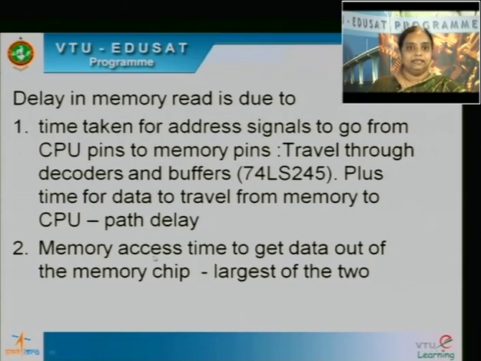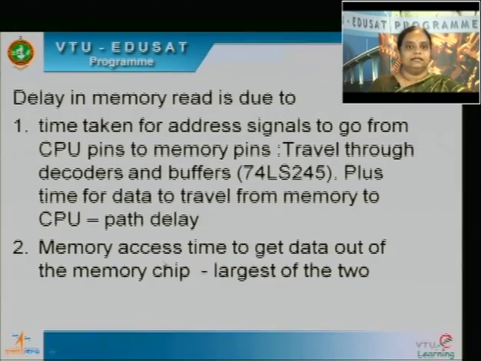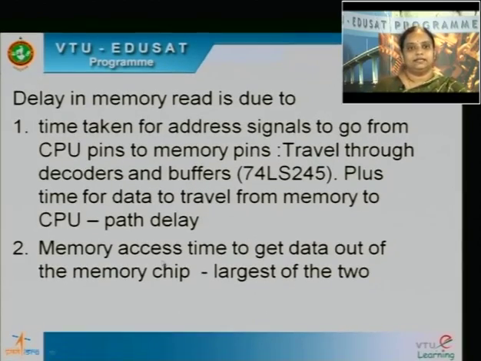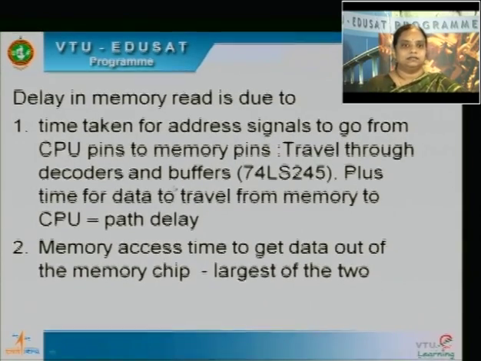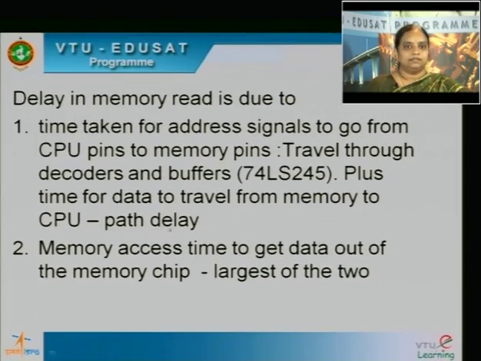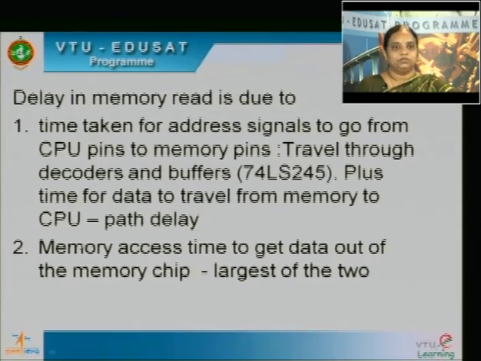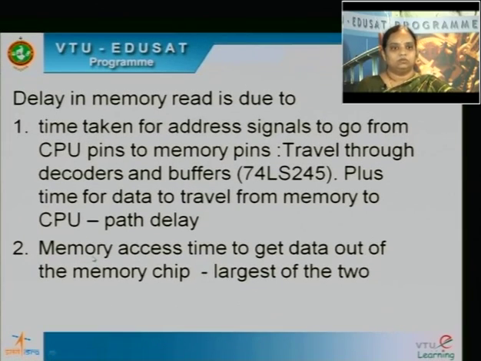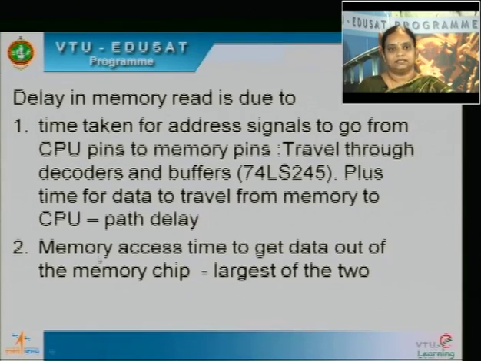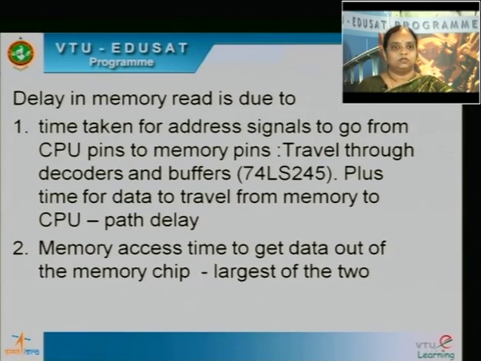And also in the memory, as soon as an address is available and the memory is enabled, the memory requires some time for the data in its location to be put on the data bus. This is larger among these two. So one is a path delay through the gates and the other is a memory access time to get the data out of the memory chips. Out of these two delays, the second one is higher and it depends on the type of memory that we use. DRAMs are faster, wherein data is stored as charge on a capacitor, compared to SRAMs and ROMs.